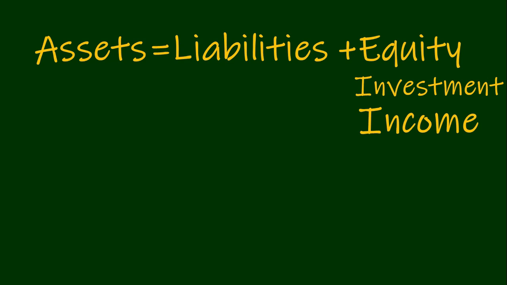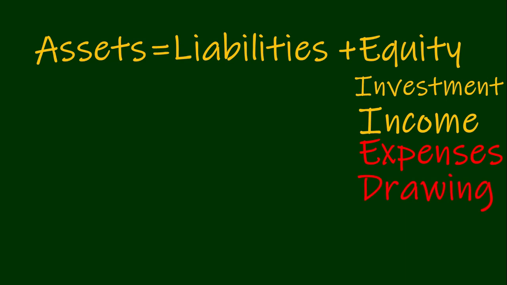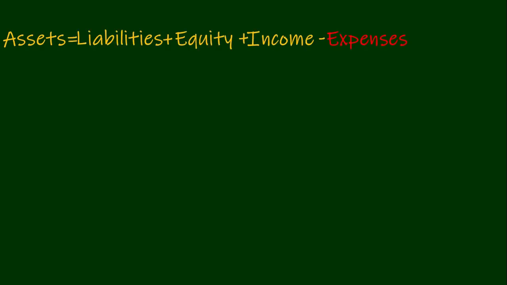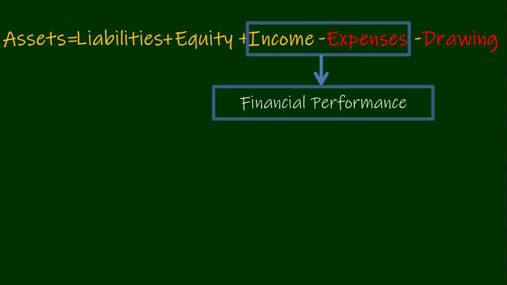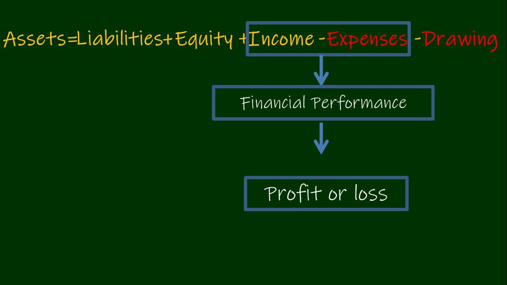Remember the accrual basis? What is important is when it is earned, not when cash is received. This will be reduced when the business incurs expenses and will further be decreased when the owner makes a withdrawal from the business. These components make up the expanded accounting equation. Now, another interesting thing to note is that the difference between income and expenses actually paints a picture of the financial performance of the business as captured by what we call profit or loss.